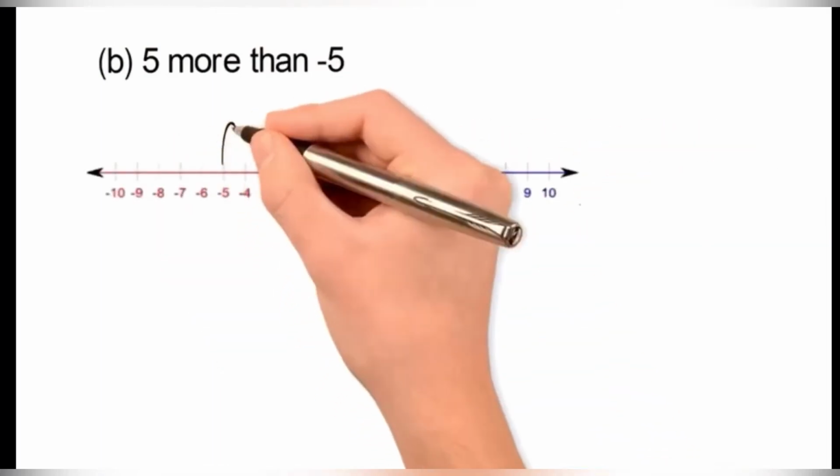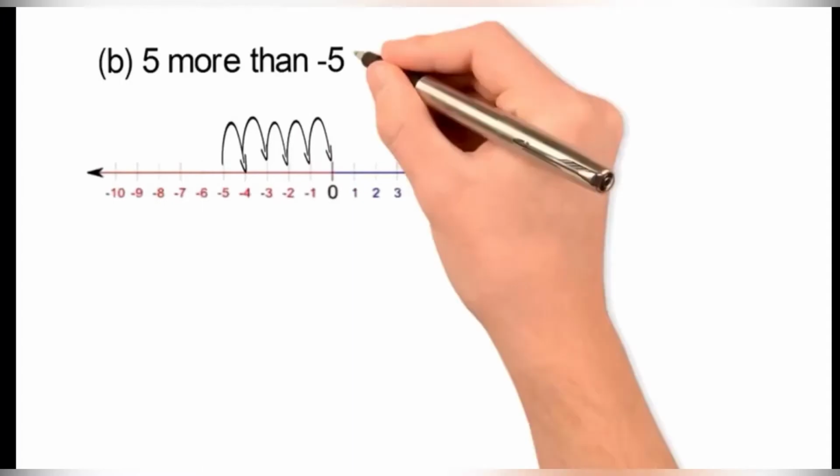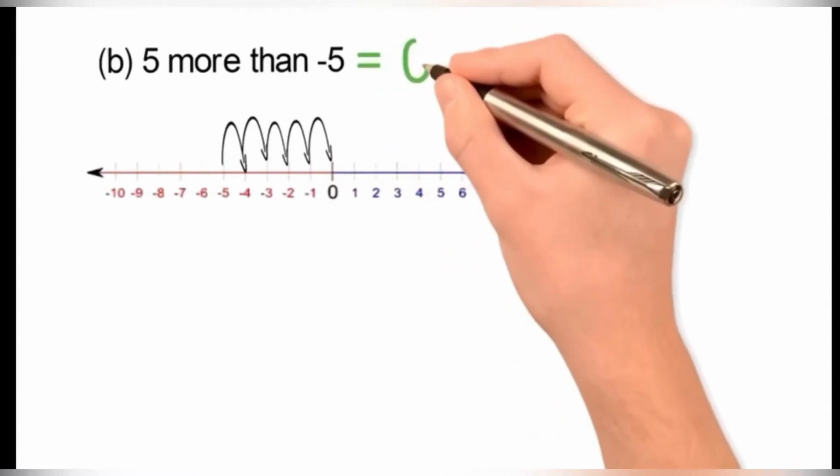So again, a number line. From minus 5 you are going to jump for 5 times because it is minus 5 plus 5. Okay. Minus plus will give minus, so the answer will come to 0.